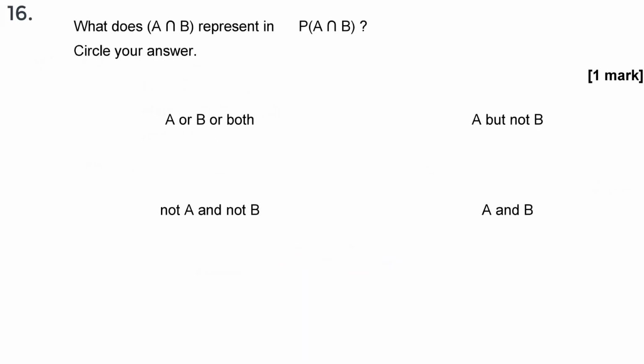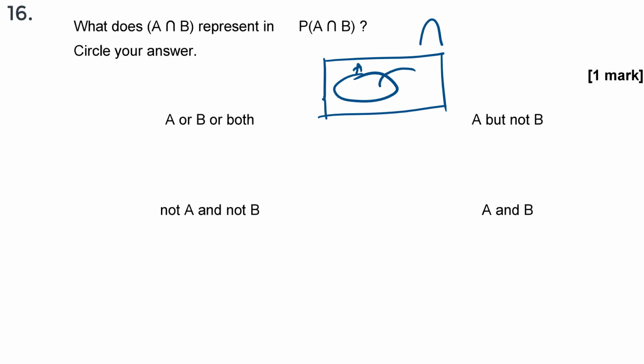What does A intersect B represent in the probability of A intersect B? Circle your answer. Well, I think I've given it away there, really. I'm just decoding what these things here represent. A intersect B, or this symbol here, means the intersection of. It means that an element lies in both sets. So if I had a set A and a set B, then the intersection is where they overlap. So it's that bit there inside there. Okay, so that's what that part there means. It means the intersection of.